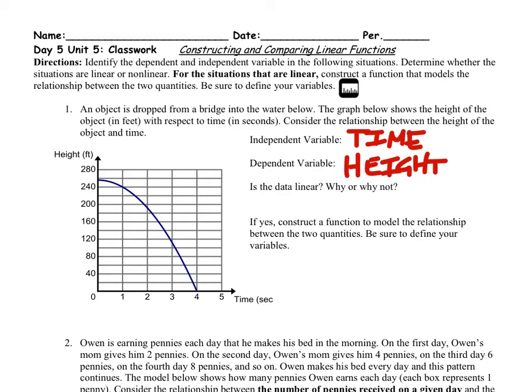Is the data linear? Well, linear indicates that it would be a straight line. This line is not straight because it's curvy. So this is nonlinear. Well, since it is not linear, then we will not need to construct a function for it.